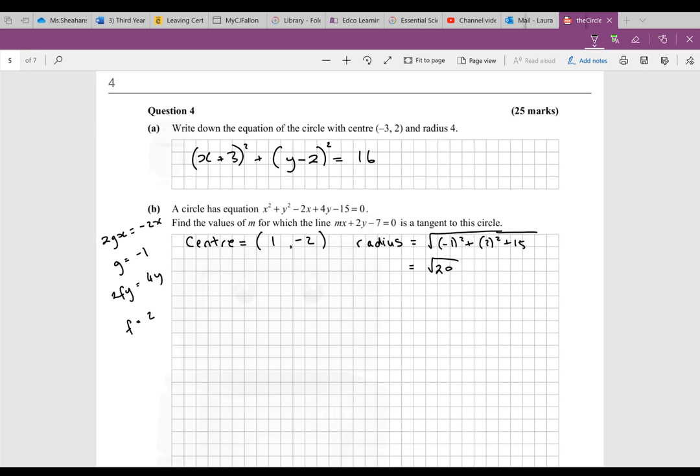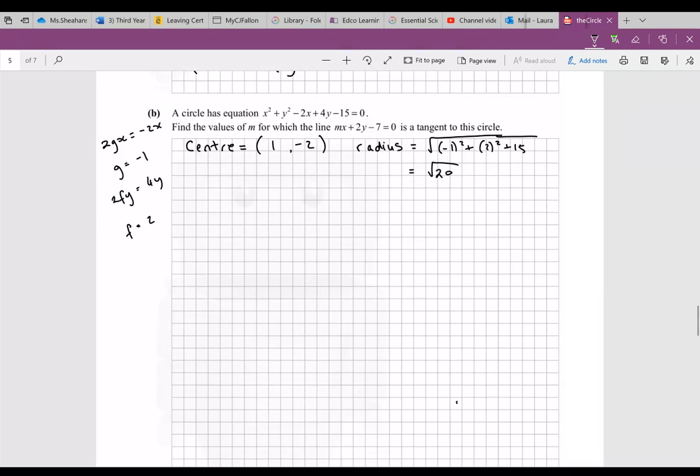Okay, next up is question 4b. A circle has an equation x squared plus y squared minus 2x plus 4y minus 15 equals 0. Finding the centre and the radius here should have been easy enough.